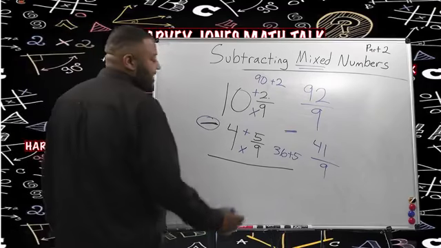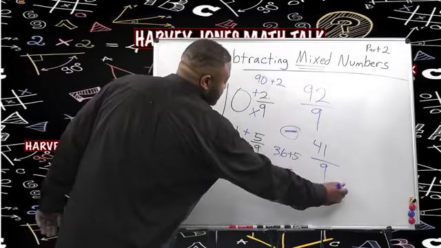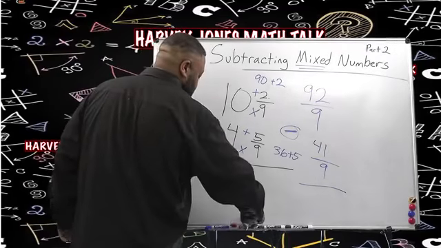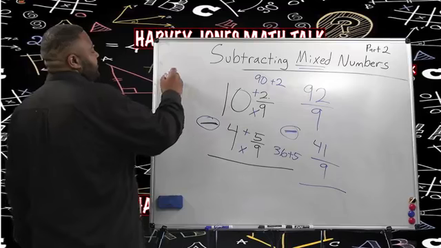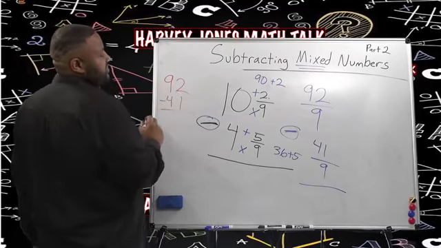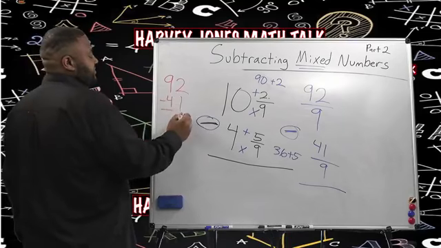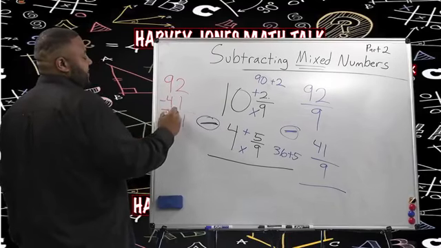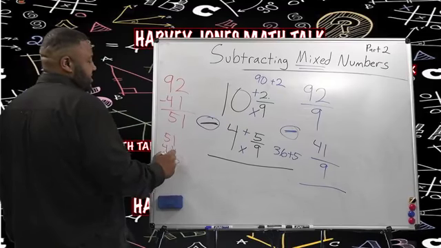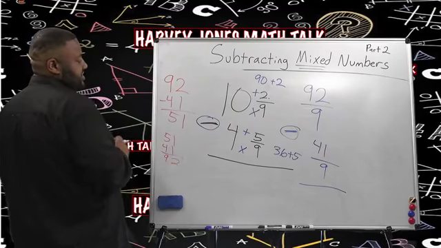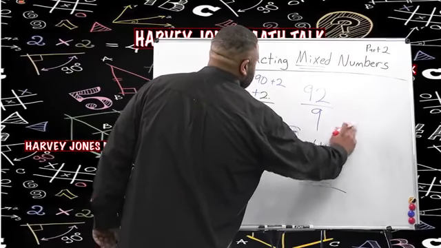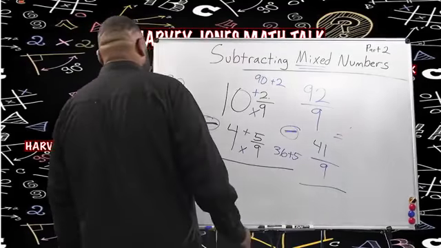And what is the operation? Operation is subtraction. 92 minus 41. 2 minus 1 is 1. 9 minus 4 is 5. Let's double check it. 51 plus 41, 92. So the answer should equal 51 ninths. Check your paperwork.